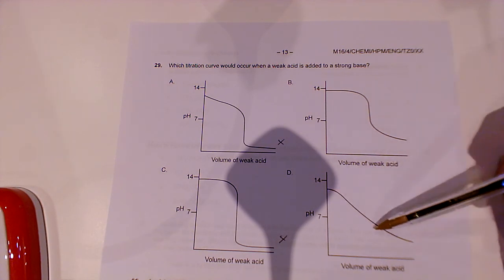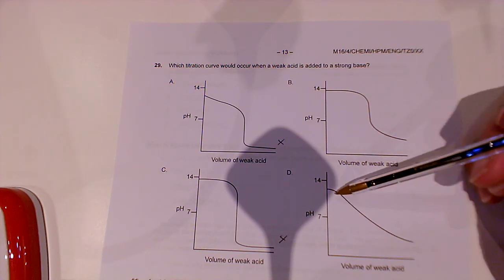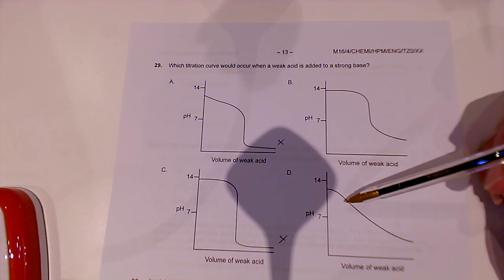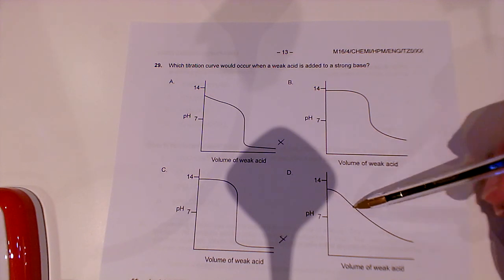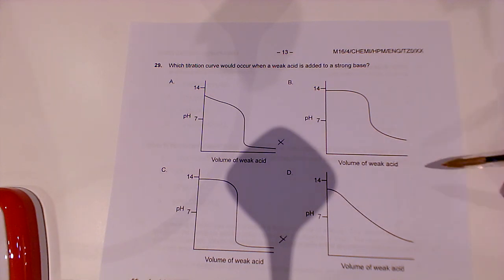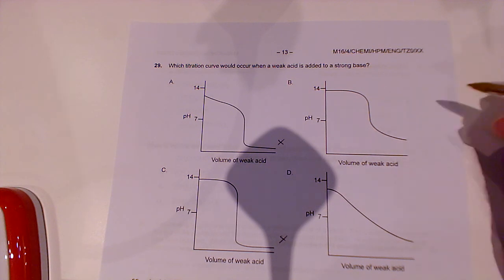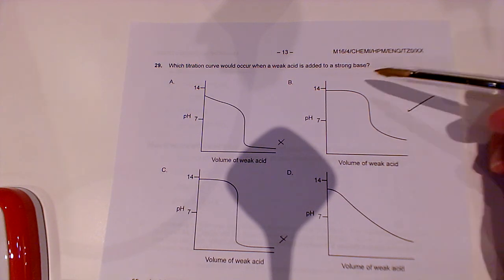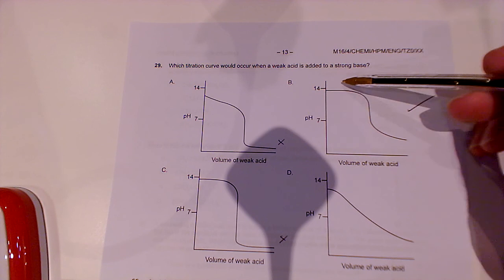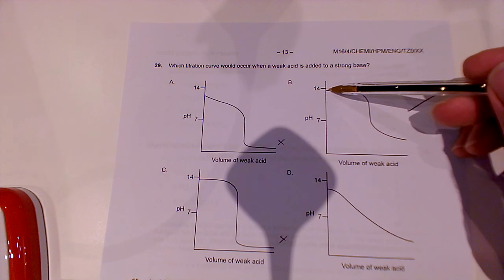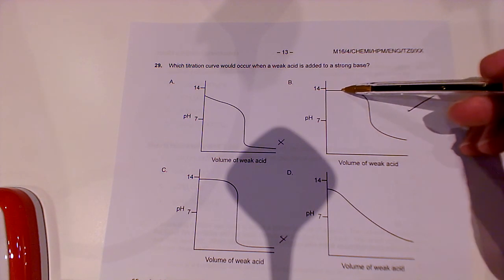This one is a bit nothing. It's almost like a weak base with a weak acid, that sort of sagging curve, but it's starting off at too low a pH anyway. So I'm going to go for this one, because we've got a strong base, which starts at around about 14. I would have liked to see maybe a sharp change to begin with, and then this buffer zone coming in.